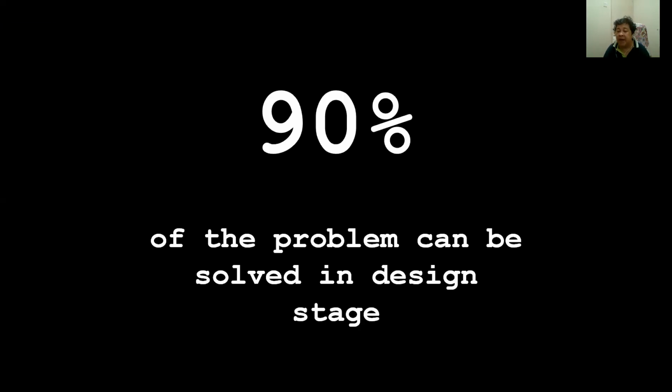90% of the problem can be solved in the design stage, except for maybe heritage and transportation, where you rely on the services and operations to assist people to make it functional for people to use the building and the facilities. But 90% for new build is doable, and it can be solved in the design stage.